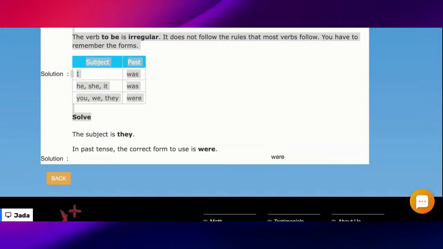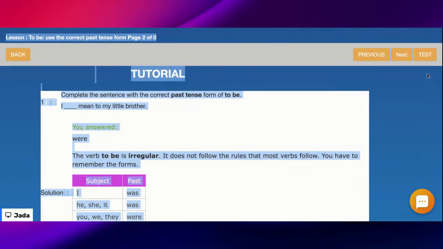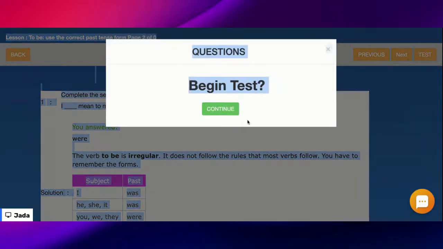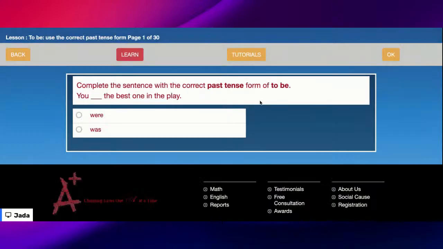So think about your sentences, send to me, and then we'll move on to the test, okay? And make sure that you send in your answer for the test. Also, I want us to interact, okay? Share your ideas, everybody. So, first sentence, complete the sentence with the best or correct past tense form of to be. You dash the best one in the play.